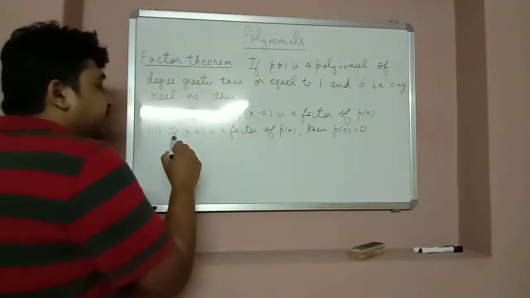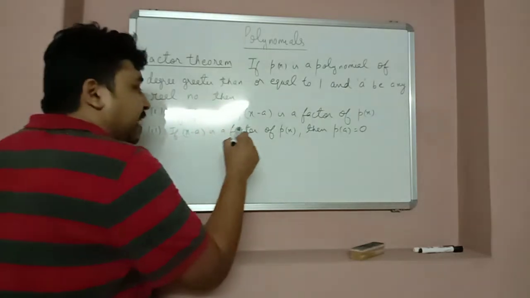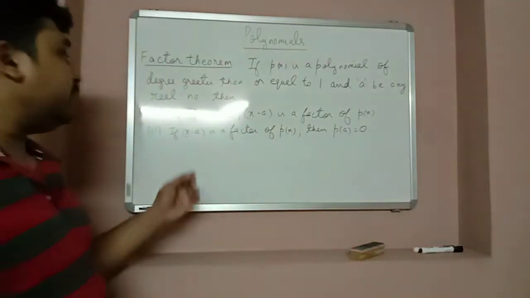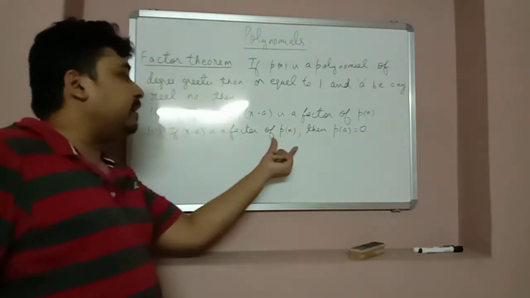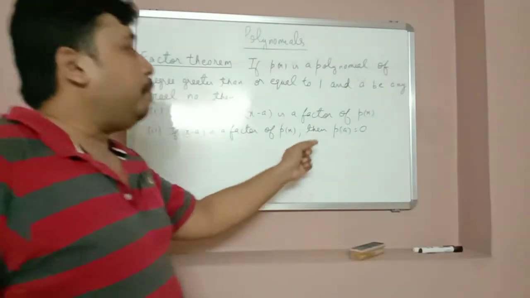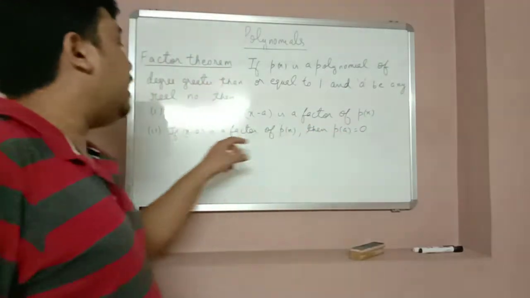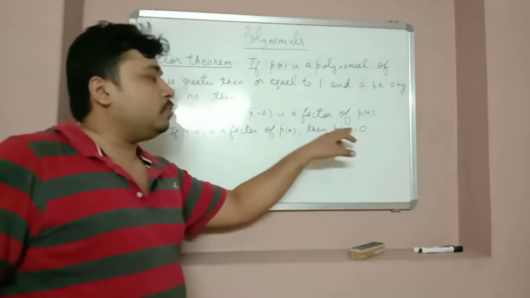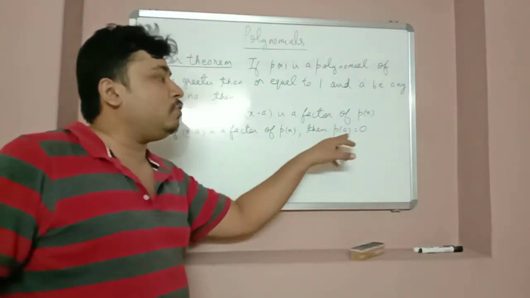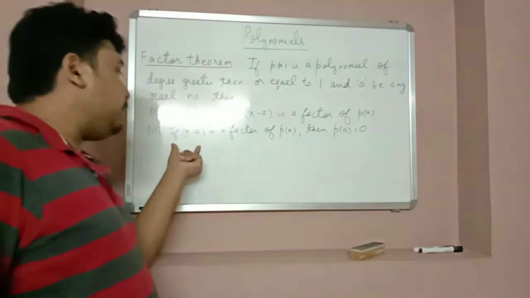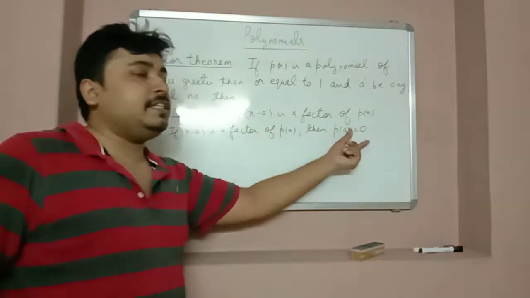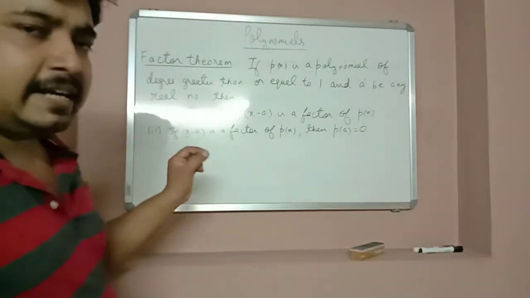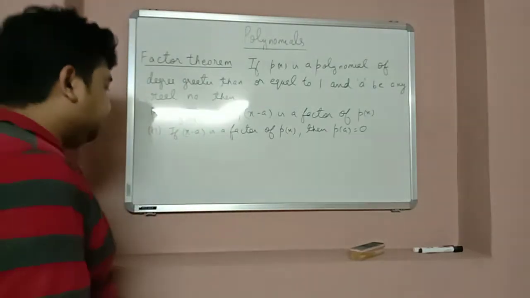Now secondly, it states that if x minus a is a factor of p of x, then p of a is 0. In other words, if x minus a is a factor of p of x, then the remainder obtained on dividing p of x by x minus a will be 0. So according to remainder theorem, p of a is 0. So therefore we can say that if x minus a is a factor of p of x, p of a is 0. Let us try to understand this with the help of an example.